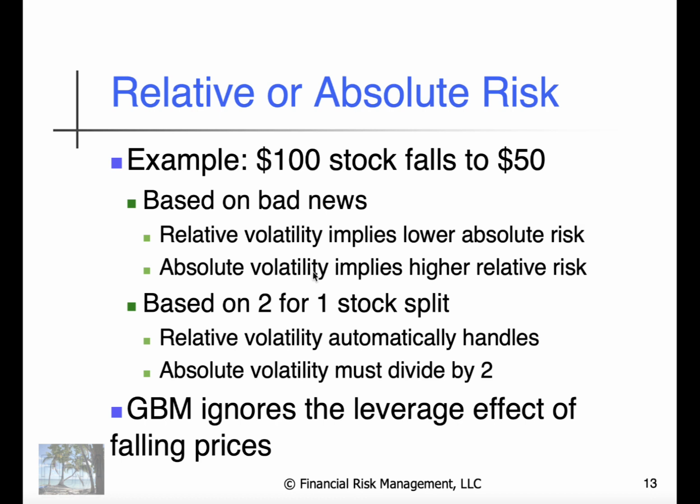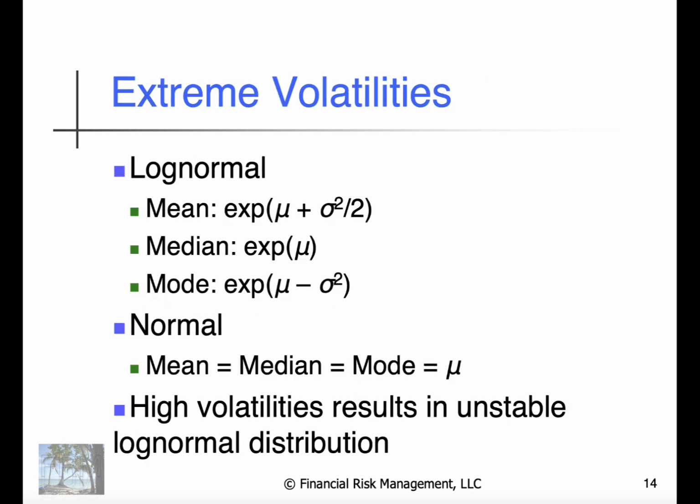If there's a 2-for-1 split, the relative volatility automatically handles this, and the volatility remains the same. With absolute volatility, you have to manually go in and divide by 2. That's a bit cumbersome, but it's not insurmountable. GBM ignores the leverage effect that Black and Scholes discussed in their 1972 paper. ABM automatically incorporates this leverage effect. And so with regard to addressing leverage, ABM, in my mind, seems far superior.